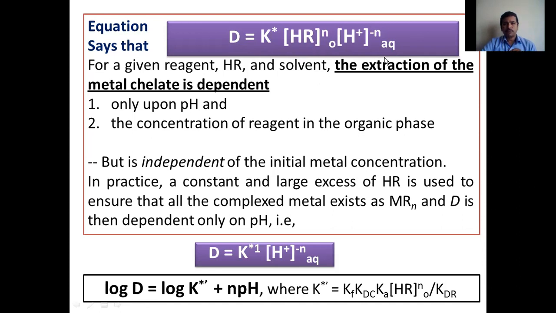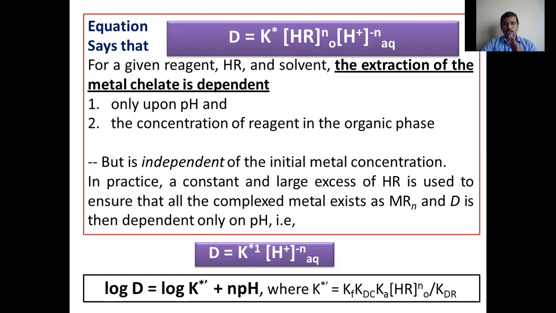And in other words, if you look at this equation, if we use the reagent in a constant and excess amount, the concentration of HR to the power n in the organic phase will become insignificant. That will also become constant. And we can ensure by this, we can ensure all the metal has been converted into MRn. Because HR we have added to the aqueous layer before the extraction process is made on. HR has been added in excess.